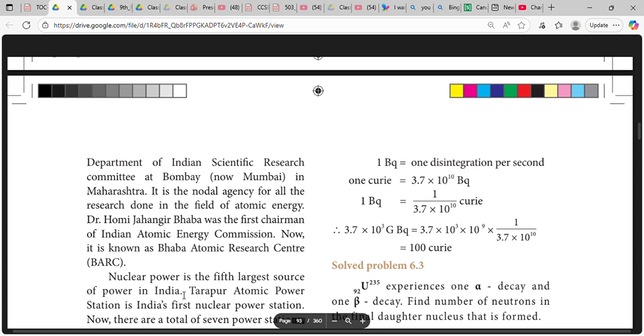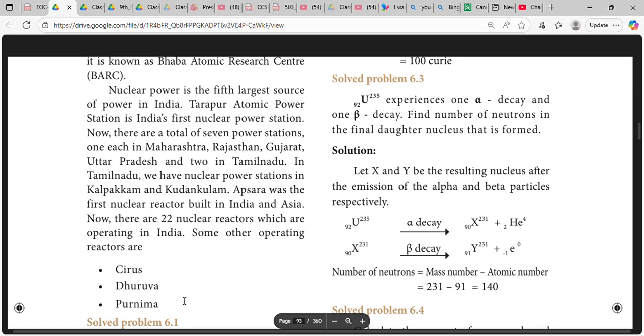Nuclear power is the fifth largest source of power in India. Tarapur Atomic Power Station is India's first nuclear power station. There are a total of 7 power stations, one each in Maharashtra, Rajasthan, Gujarat, Uttar Pradesh, and 2 in Tamil Nadu. In Tamil Nadu, we have nuclear power stations in Kalpakkam and Kudankulam.